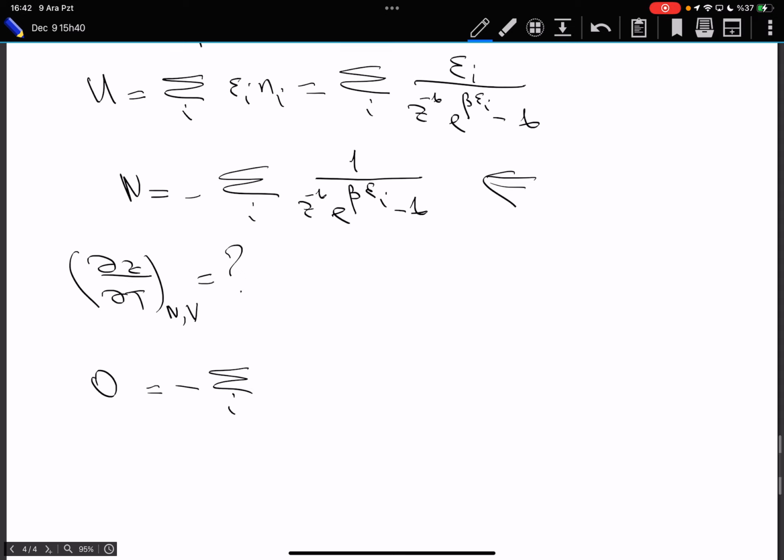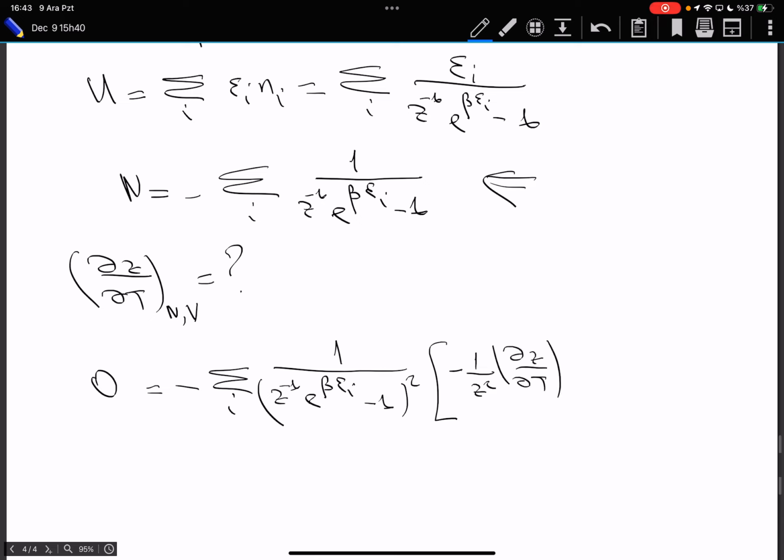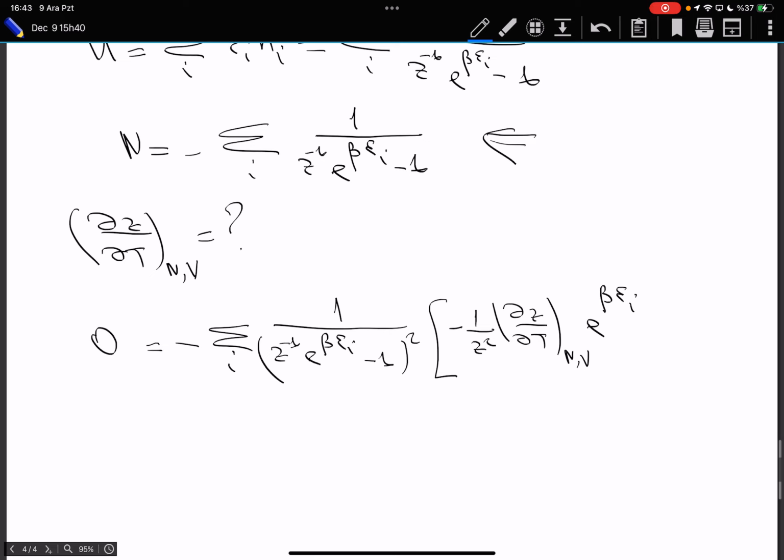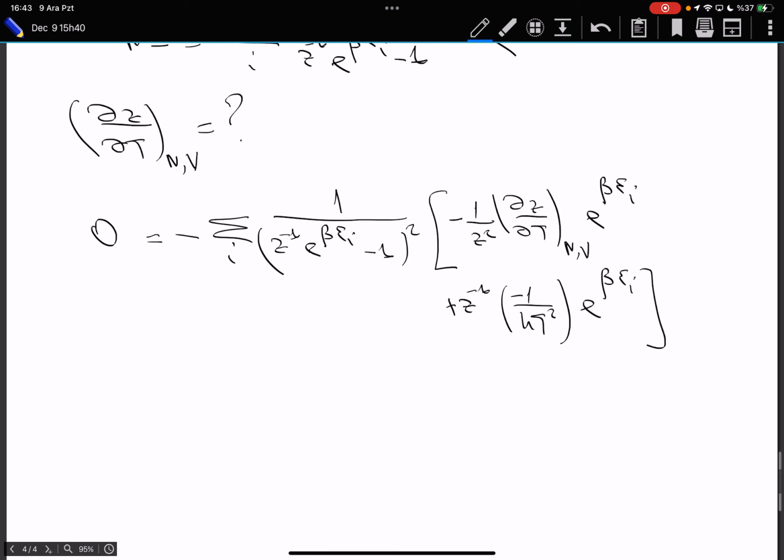So the derivative of the right-hand side will be 1 over z^{-1} e to the power beta epsilon_i minus 1 squared. Now let me take the derivative of the numerator. Only the first term depends on temperature. So it will be minus 1 over z squared, del z by del T, and V e to the power beta epsilon_i. And then I have plus z inverse, 1 over kT squared, minus 1 over kT squared, e to the power beta epsilon_i. This should be equal to 0.